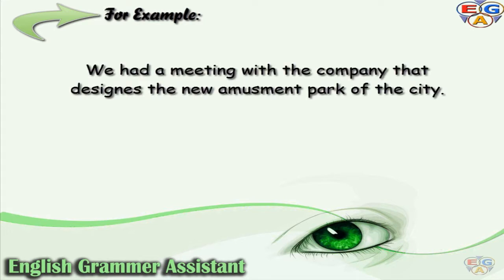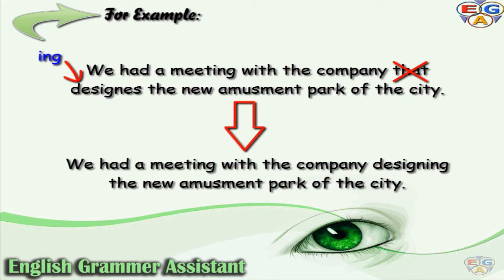For example, we had a meeting with the company that designs the new amusement park of the city. In order to reduce the adjective clause in this sentence, we eliminate the connector, that, which is also the subject of the adjective clause, and add ing to the verb, design. So, the new sentence becomes like this. We had a meeting with the company designing the new amusement park of the city.